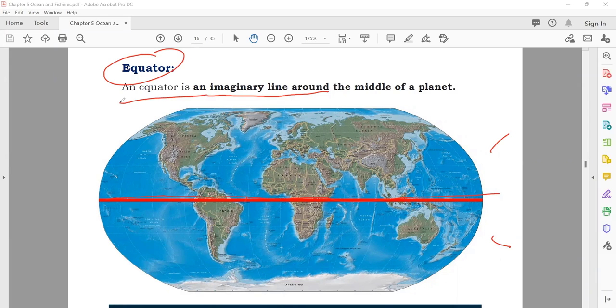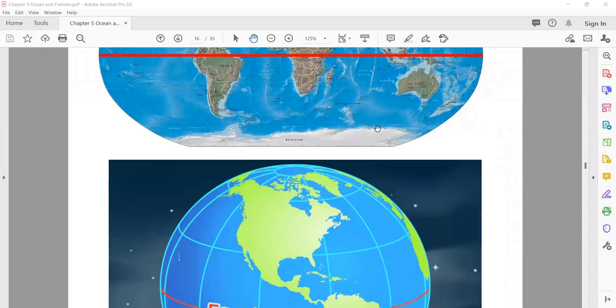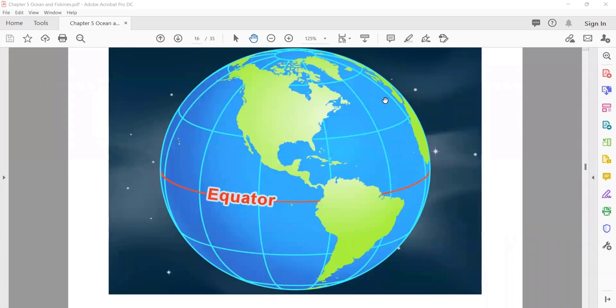An equator is an imaginary line around the middle of the planet. You can see this red line. Again, I'm telling you, on the earth you will not find this line. We draw it on the map. We just assume it, and with the help of this we are dividing this planet, meaning the earth, into two parts. So this line is known as the equator. Is it clear? Yes. Yes, please answer, because if you're not answering, I don't know whether you are understanding or not.